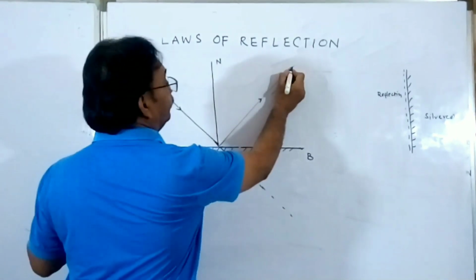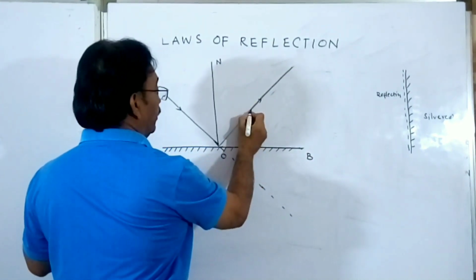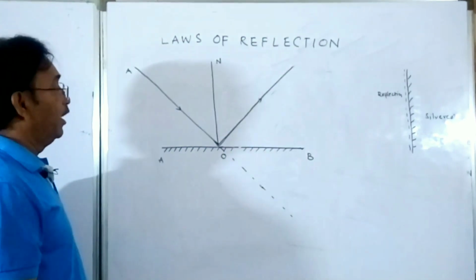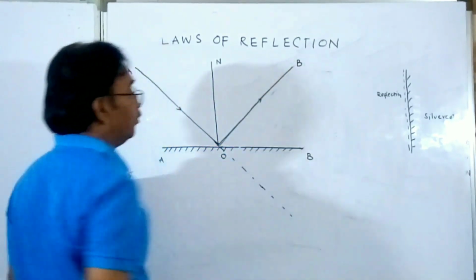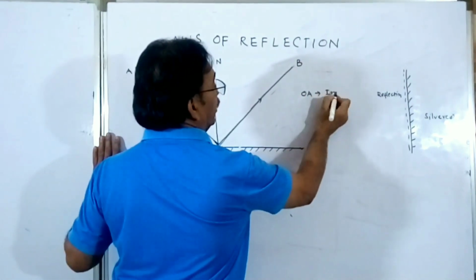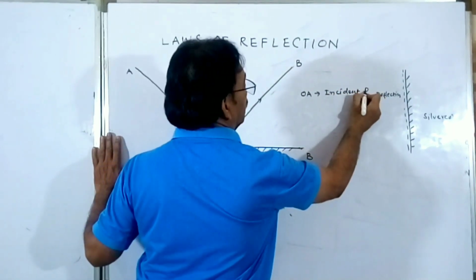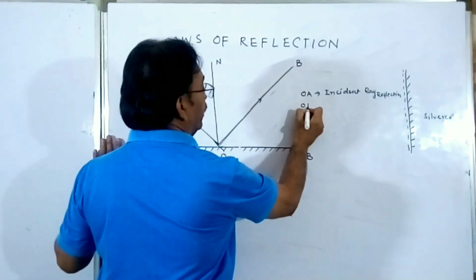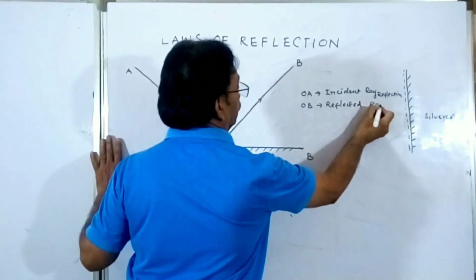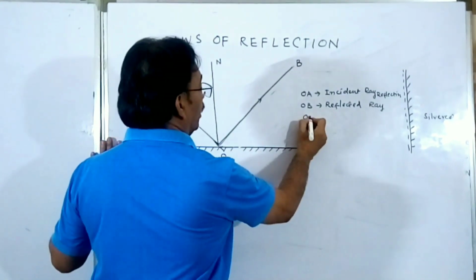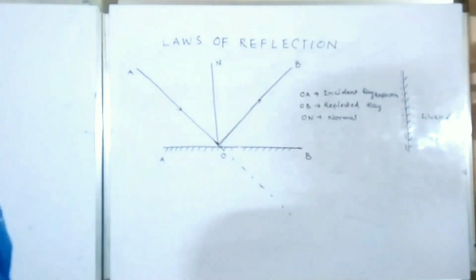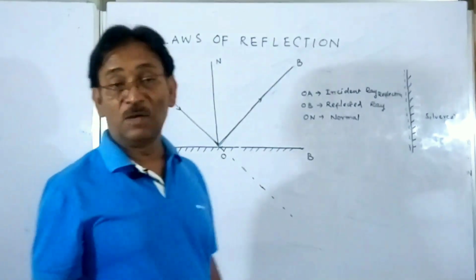Here, it is the path traced by the light ray after it is obstructed by the mirror. Say this point is B. Here we call OA the incident ray, and OB the reflected ray. And ON is the normal drawn to the surface.